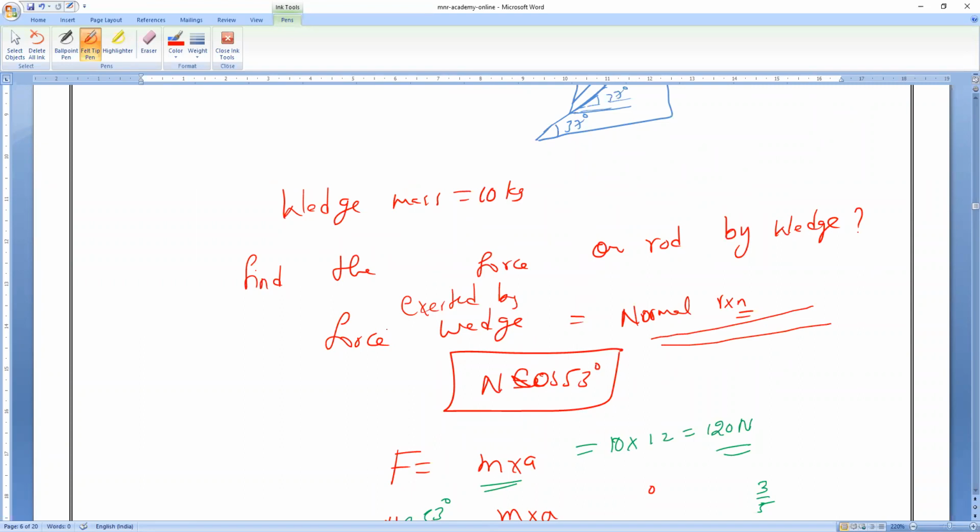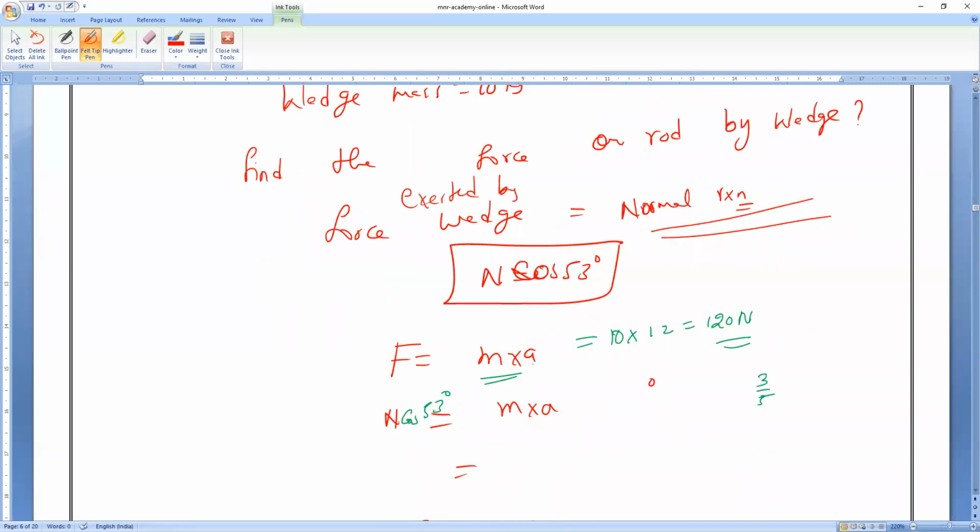So what is the force exerted by the wedge? F is equal to MA. F is equal to N. That is what it is. So N means N cos 53, which is acting. So F value is how much? M into A is equal to N into cos 53 value. Cos 53 value is 3 by 5. Mass is 10 kg. Acceleration is 12, which is equal to N into 3 by 5. So if you solve that one, you will get the answer.